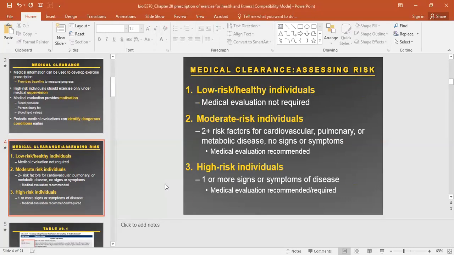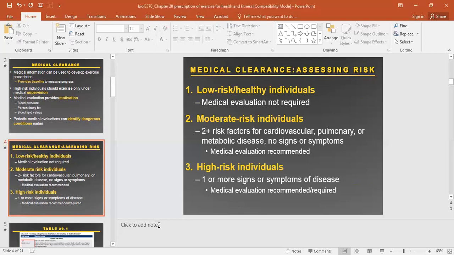So medical clearance allows us to assess risk. And if an individual is low risk or considered healthy, then continued medical evaluation is not required. Even if we're sure that someone's healthy, it's still okay to do medical clearance testing, because we can measure their blood pressure, their body fat, their blood lipid values, and a resting and exercising EKG tracing. There may be something there that we wouldn't have seen, because someone can look overall healthy from the outside, but there may be something going on internally.